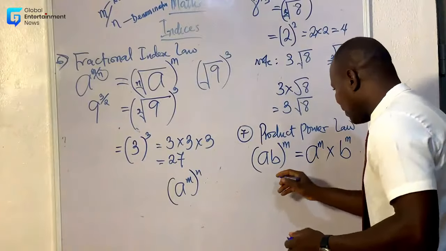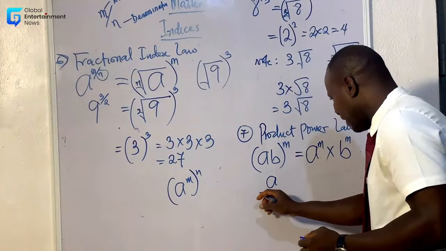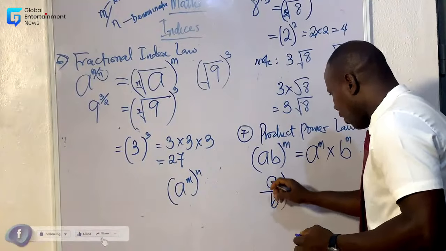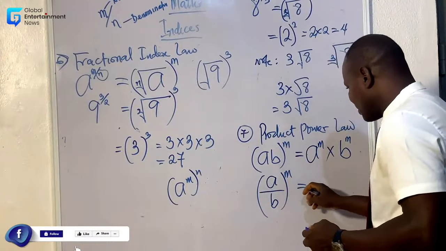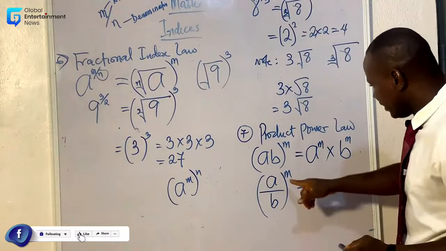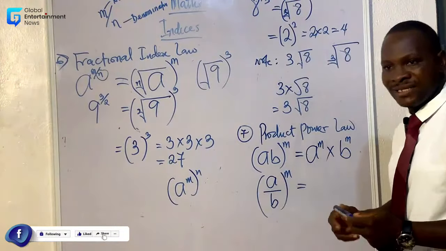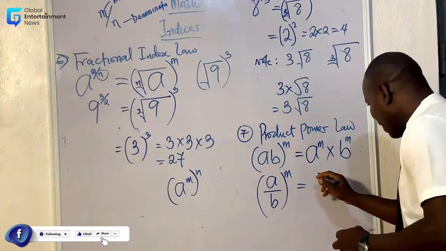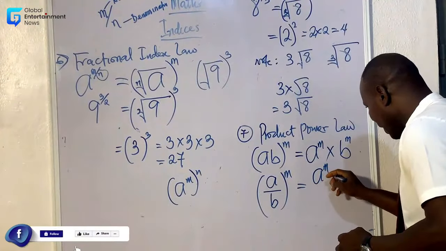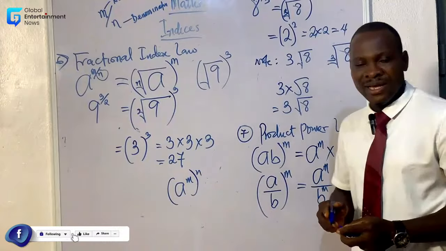What about if you have the division aspect of it, where we have A over B all raised to power m? It's the same procedure. The m is going to be shared between the A and the B, like this. We have A raised to power m all over B raised to power m.